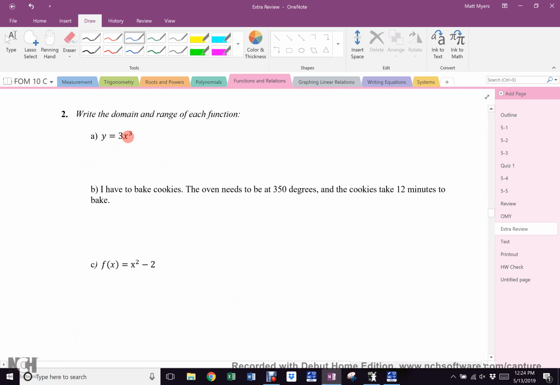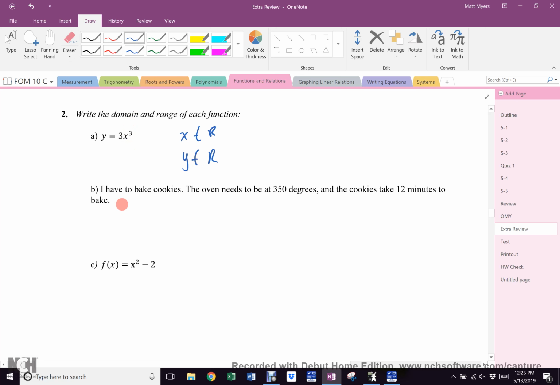What is the domain and range of each function here? What can I put in for x? Anything. So x is all real numbers, because no matter what I put in there, it's all okay, yes? What about y? All real numbers, because it's cubed. And a negative number cubed stays negative. So it's all real numbers. Understand? What if this was squared? What would this have to be? Greater than 0, right? But it's cubed, so it's all real numbers.